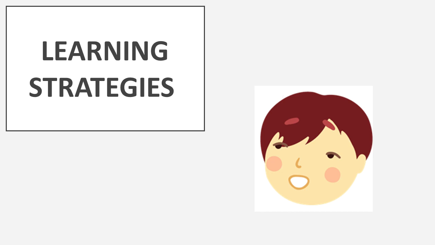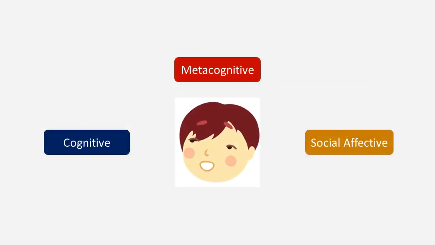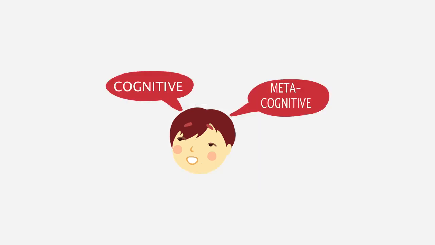Weinstein and Mayer describe learning strategies as including mental and physical processes which are consciously controlled and selected by the learners to overcome challenging tasks. Learning strategies are classified into several general types, which interact and support each other. The three types are cognitive learning strategies, metacognitive learning strategies, and social affective learning strategies. In this video, we're going to focus on cognitive and metacognitive learning strategies.